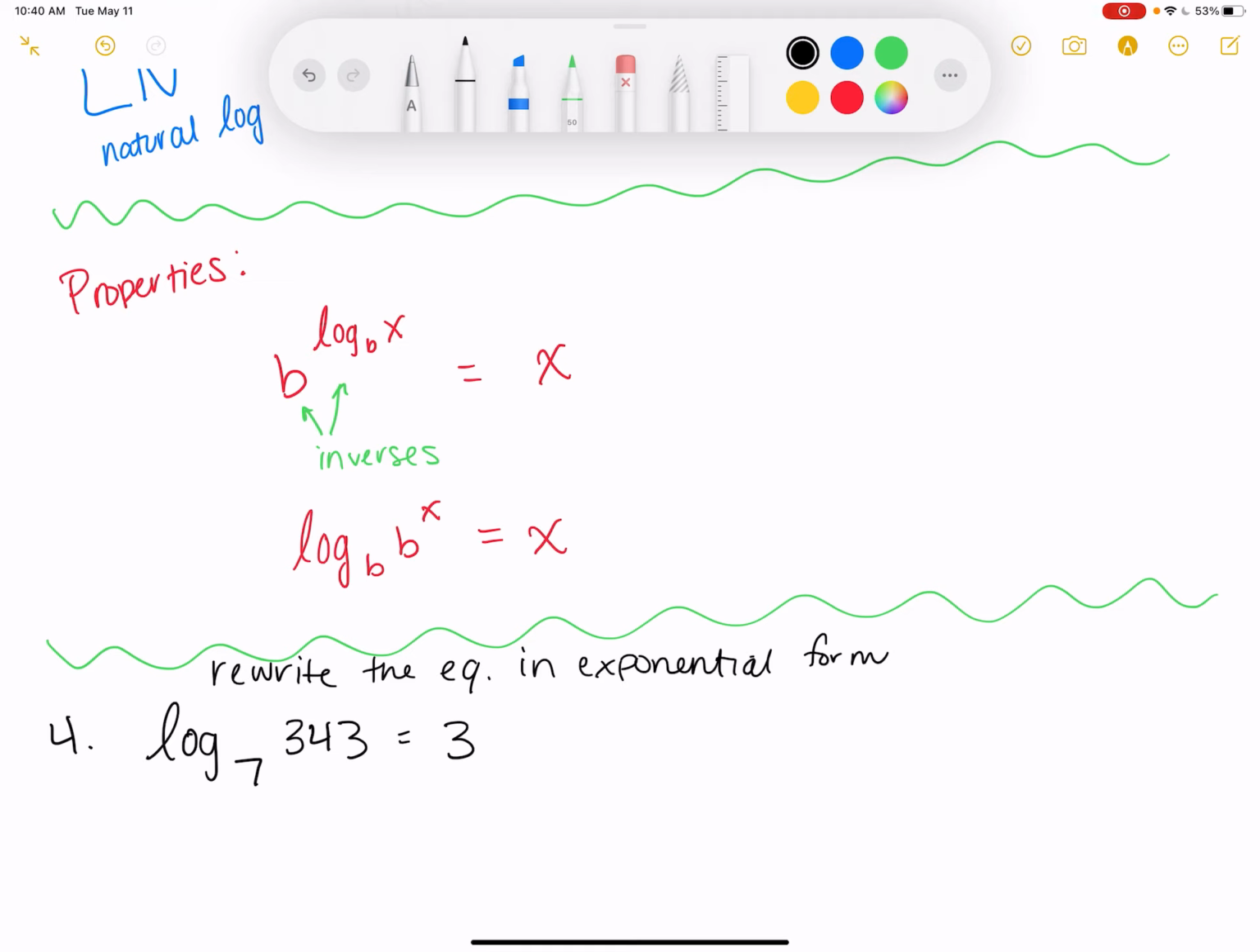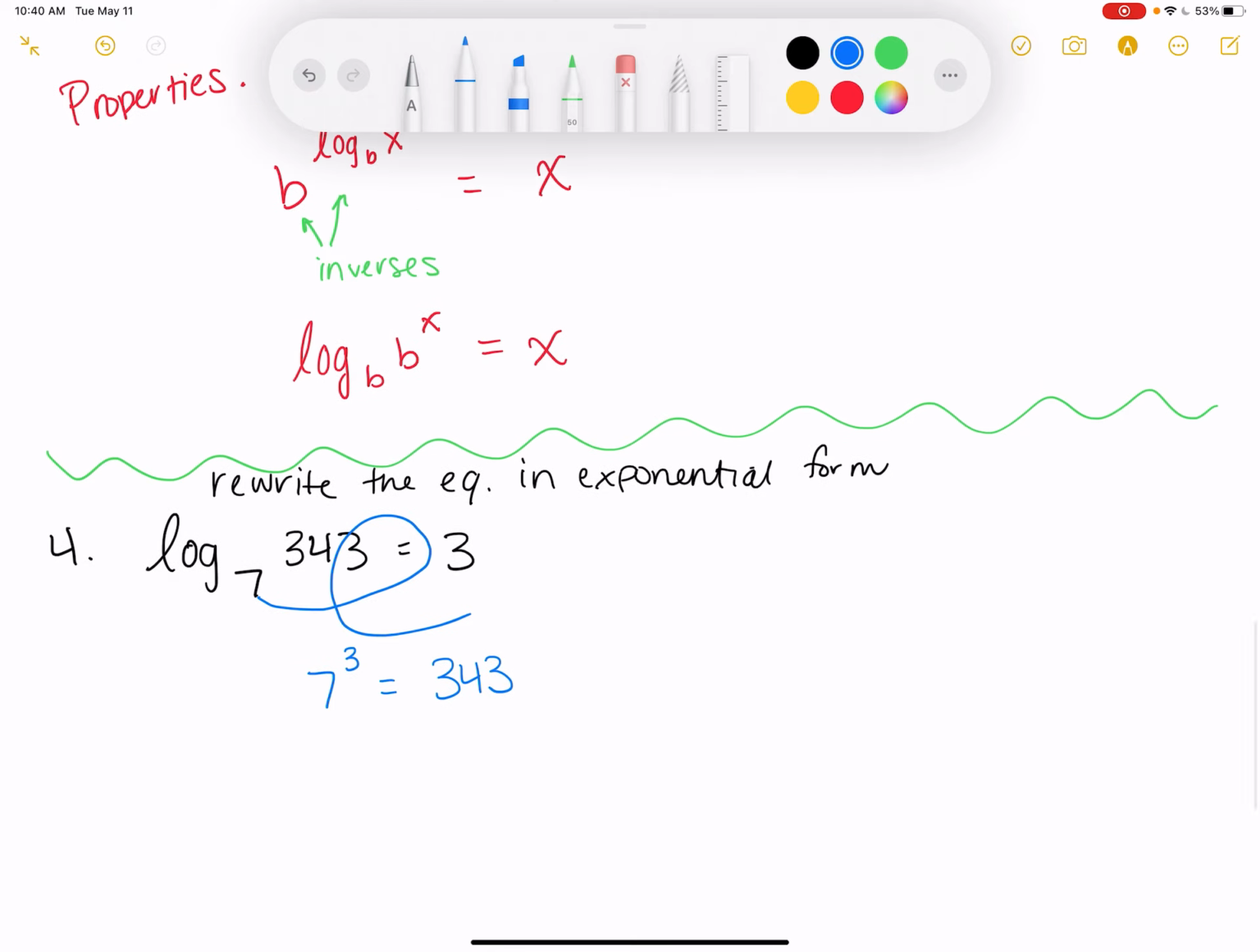If I'm going from a log to an exponential, I make an e. 7 over to the 3, back around to the 343. 7 raised to the 3 is equal to 343. Done. That's all it says to do.